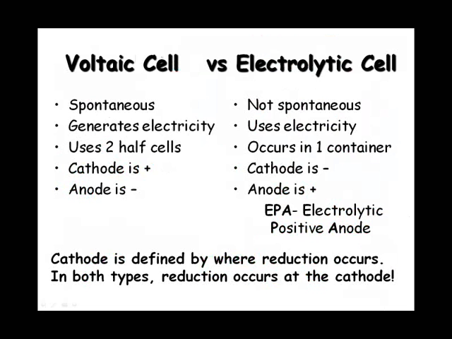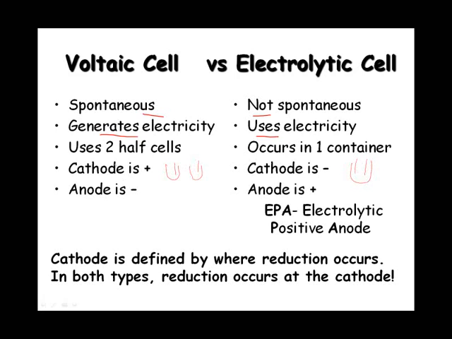So if we compare a voltaic cell versus an electrolytic cell, a voltaic cell is spontaneous, an electrolytic cell is not spontaneous. A voltaic cell generates voltage, generates electricity, where an electrolytic cell uses that electricity. It requires a battery or an energy input. When you see a voltaic cell drawn, it happens in two different containers, whereas in an electrolytic cell, everything is happening in one container. Both electrodes are in the same container. They're split in a voltaic cell.